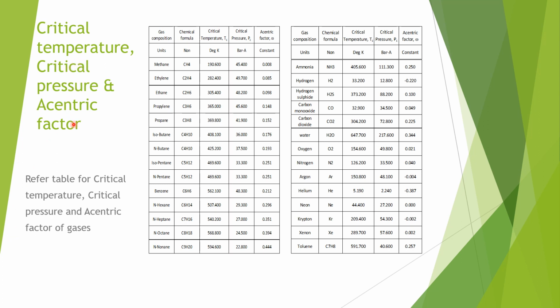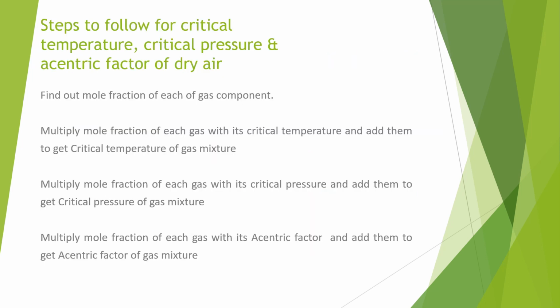So, critical temperature, critical pressure, and eccentric factor. This is a chart or table. This can be referred to for calculating these properties for a mixture of gases. Now, the steps to be followed for critical temperature, critical pressure, and eccentric factor for dry air.